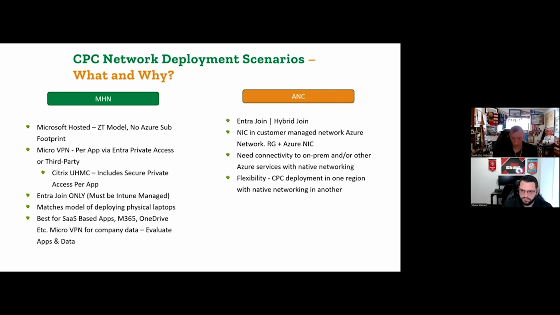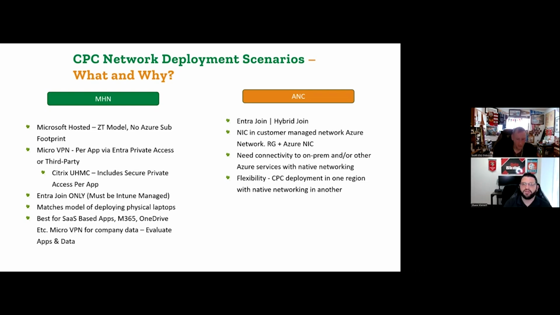It matches that model of deploying physical laptops, like Shane mentioned. It kind of gives you that Autopilot feel like for physical. Best for again SaaS, M365, OneDrive, so on and so forth, because it's all self-contained going out to egress to the internet. You don't have to talk back to something, right? So yeah, and just like you said, like physical laptops.